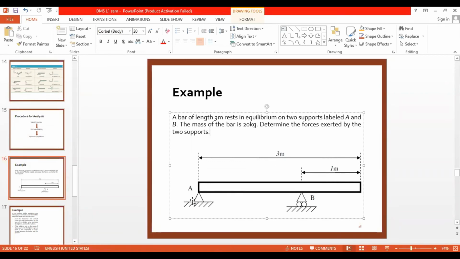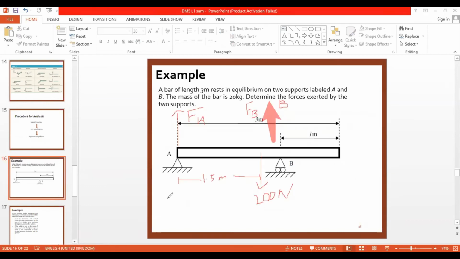So 2 supports, A and B, right? The mass of the bar is 20 kilogram. Determine the forces exerted by the 2 supports, right? So in this question, the question is given and the drawing is also given. Even if there is no drawing, you can draw one, right?